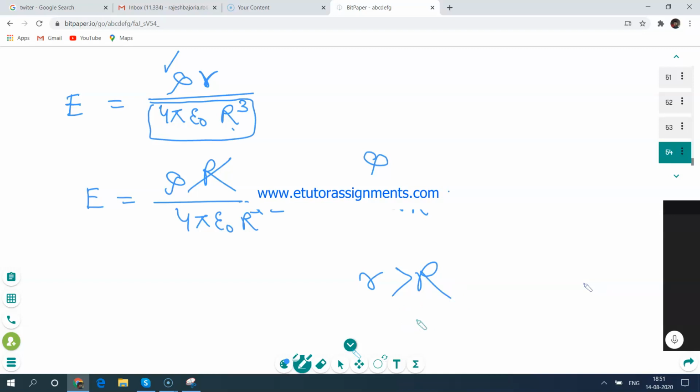But what happens if r is greater than R? Will E increase or decrease further? Decreasing. Why? Because now this r will not come here. Now E is equal to Q by 4 pi epsilon 0 r square, because r has increased. Now the value of r is increasing, so the denominator increases. So how will you draw the graph?